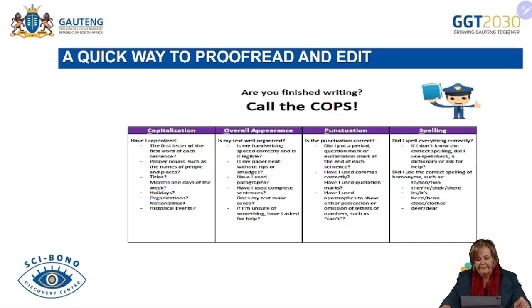The O is for overall appearance. Is my text well organized? Is my handwriting spaced correctly, and is it legible? Remember, you are writing so that someone else will read it. If it's difficult to read, it's difficult to award good marks. Is my paper neat without rips or smudges? I really hope so. By grade 12, you should not be doing that.